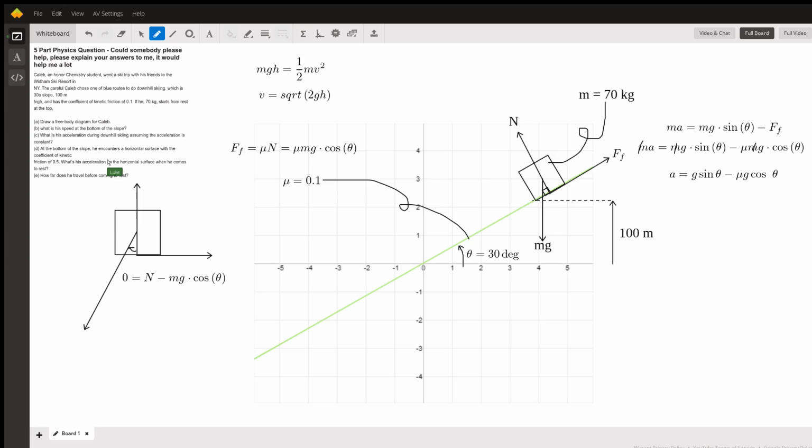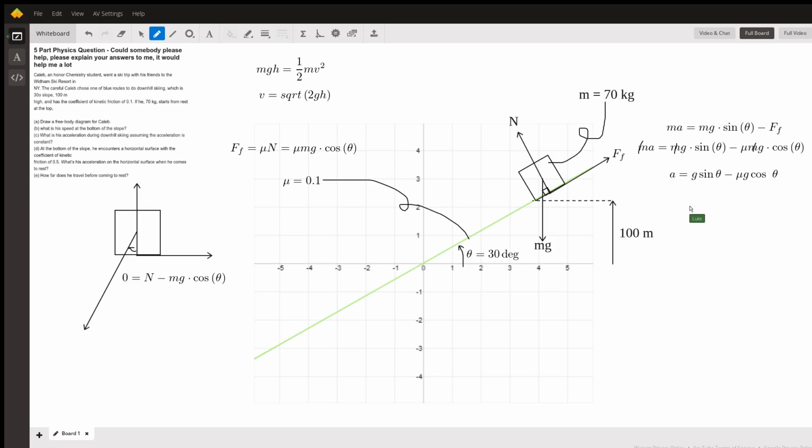At the bottom of the slope, he encounters a horizontal surface with a coefficient of kinetic friction of 0.5. What's his acceleration on the horizontal surface when he comes to rest? Surprisingly enough, the equation that just got solved applies on a flat surface as well, because theta would just be 0. So you can plug 0 in there. G is going to be the same g. Mu is going to be that new 0.5, and you'd find it's going to have the negative acceleration of negative mu g on that surface. So that's kind of a little cheat around.